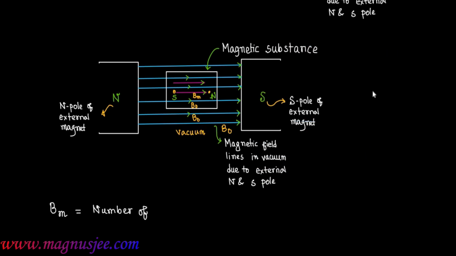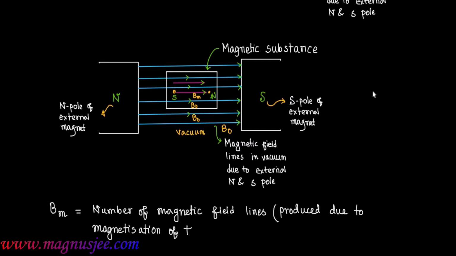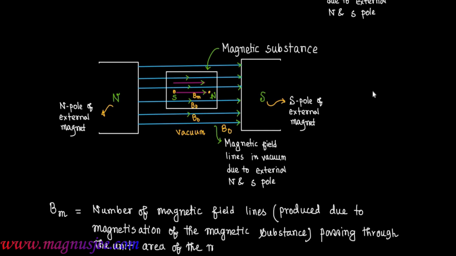Also, we can define what Bm is. Bm equals the number of magnetic field lines produced due to magnetization of the magnetic substance when it is introduced in the field between the N and S pole of the magnet. Bm is the number of magnetic field lines due to magnetization passing through unit area of the magnetic substance from the induced south pole to the north pole.